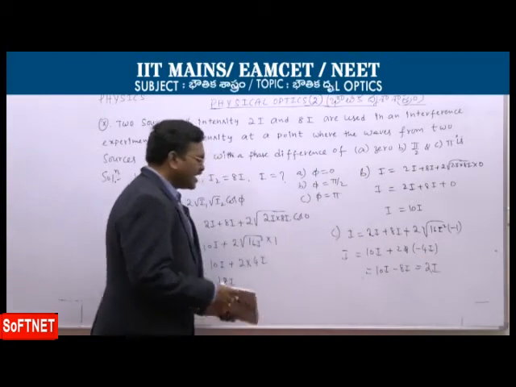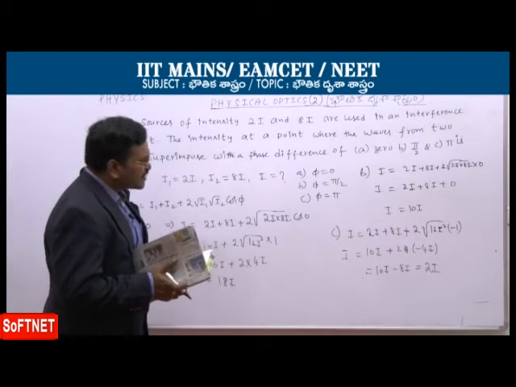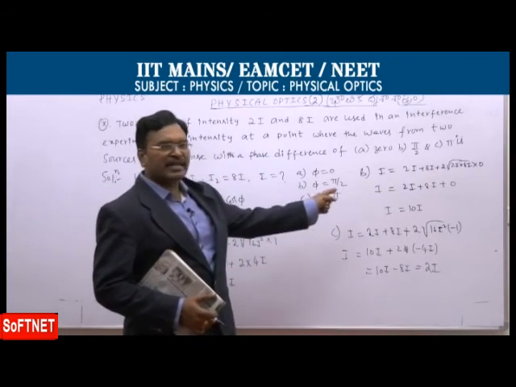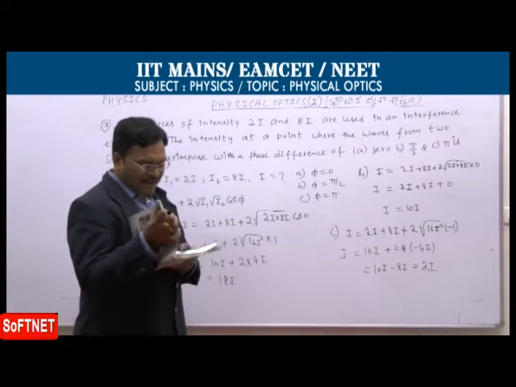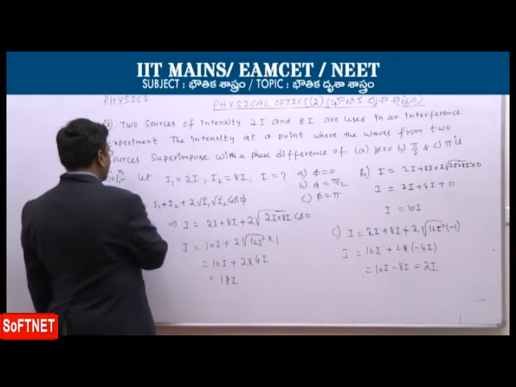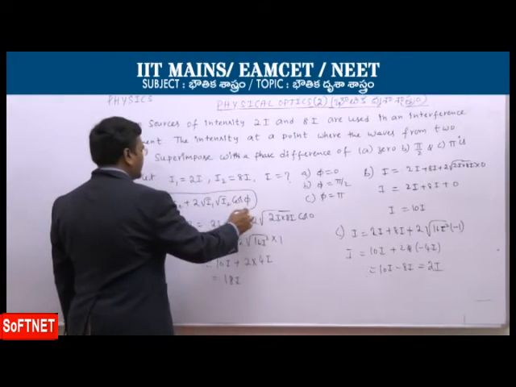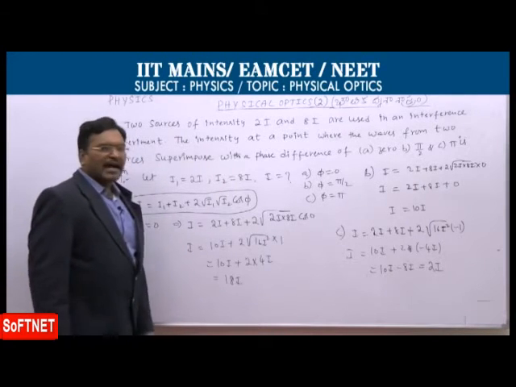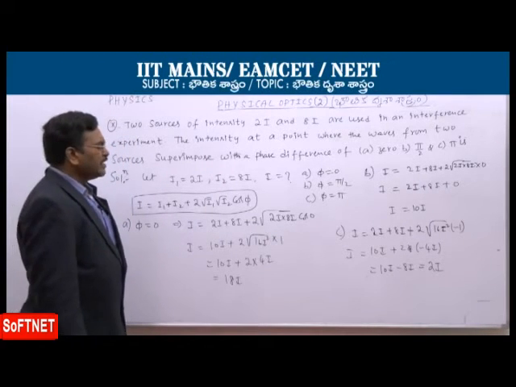So they are giving options. The first answer is 18i, the second is 10i, and the third is 2i. Three answers. Is it clear? You remember this formula: intensity is equal to I1 plus I2 plus 2 root I1 I2 cos phi.